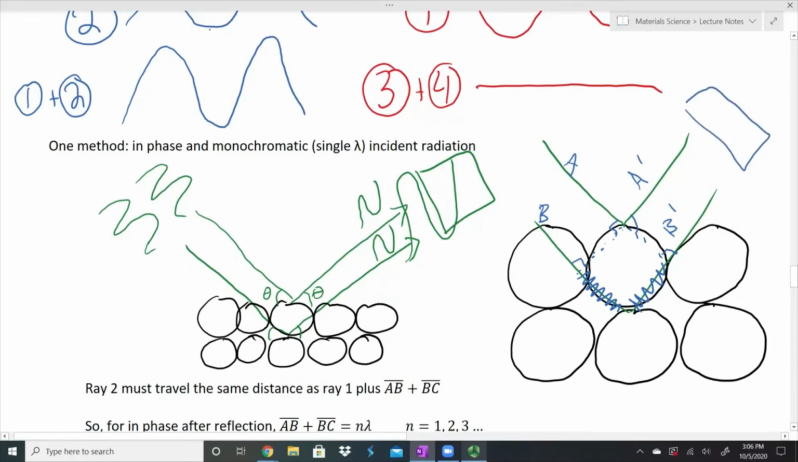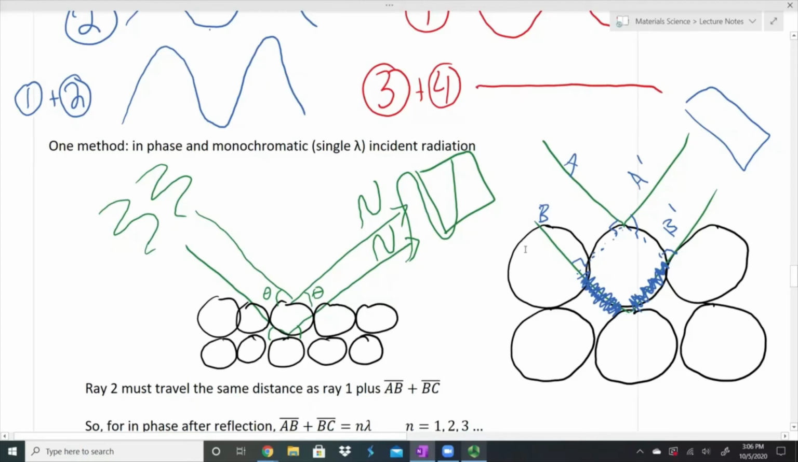And so that means that they're going to be in phase, because if they have the same length, then they're going to be in phase together. And so what we're looking at here is kind of what I scribbled out right here. This length here and this length here. Those have to be a very, very specific length for this to be in phase when it hits the detector.